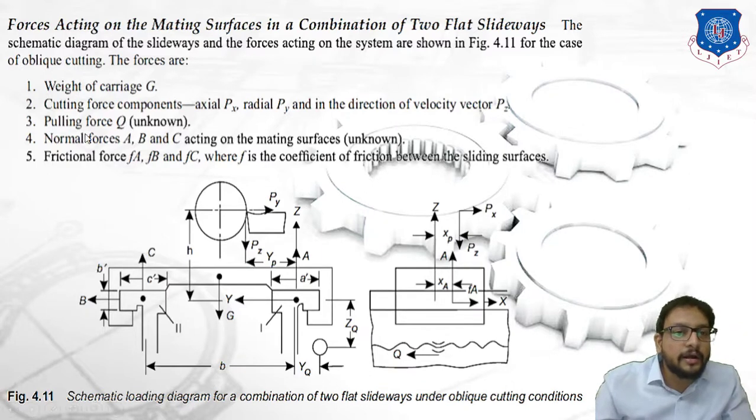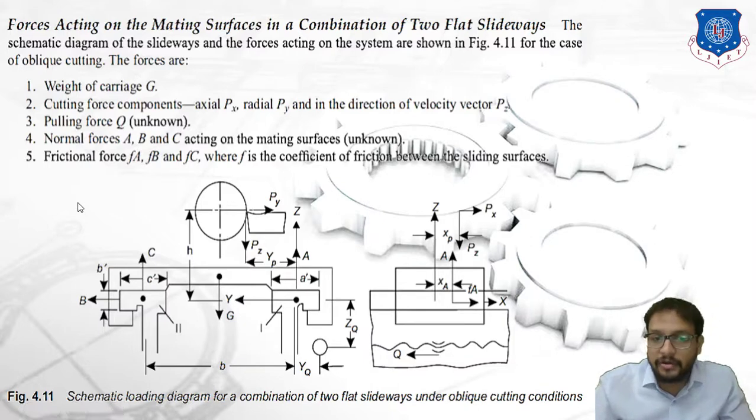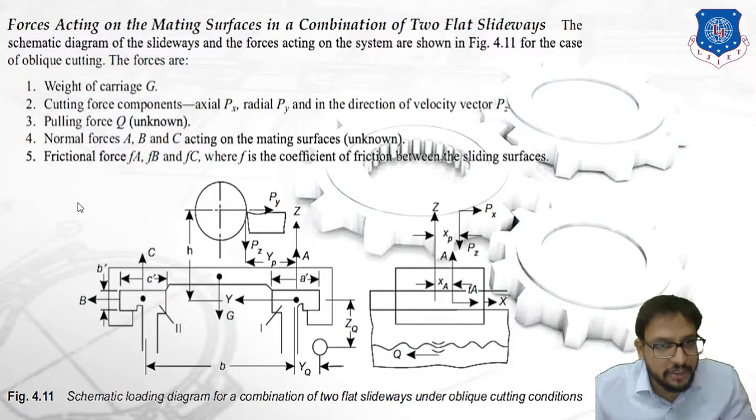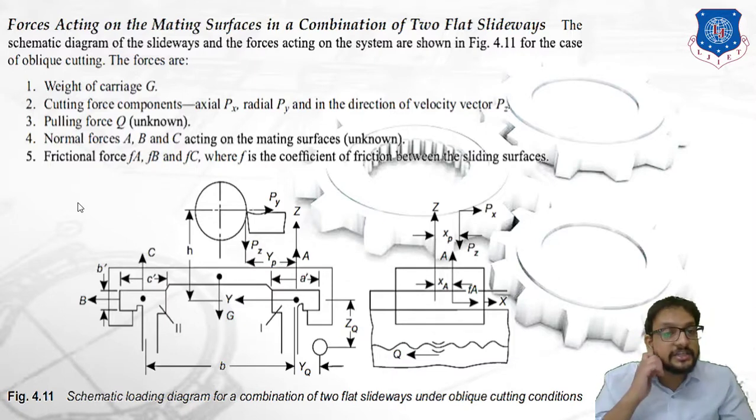Now the other force is a pulling force, that is Q, which is unknown. In this case we are going to determine that pulling force, you can see from this side view, on the machine tool structure. The fourth one is the normal forces A, B and C acting on a mating surface, which are unknown. We need to determine the equations for those. And over here in addition, there is a fifth, that is frictional force.